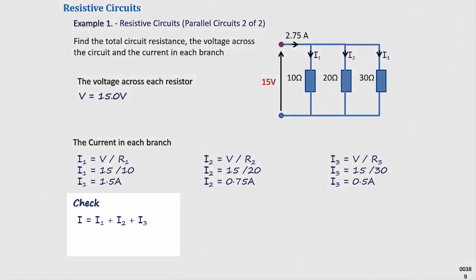We can do a check on the answer at this point, since we know the sum of I1, I2, and I3 should equal the total circuit current I. Substituting the values, I equals 1.5 plus 0.75 plus 0.5, which equals 2.75 amperes.